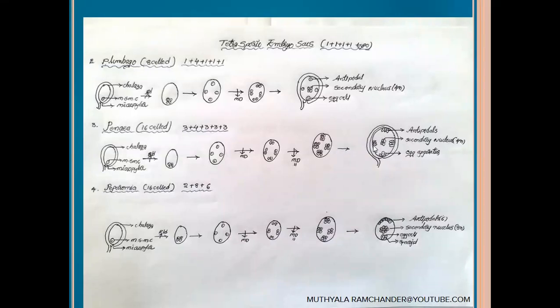Finally, at the matured stage, a total of 16 cells are present in Penaea. They are arranged in 3+4+3+3+3 arrangement. 3 cells belong to the egg apparatus, 4 cells belong to the secondary nucleus, and 3 cells belong to the antipodals. 3 cells belong to lateral egg apparatus-like structures, and another 3 cells belong to lateral egg apparatus-like structures.